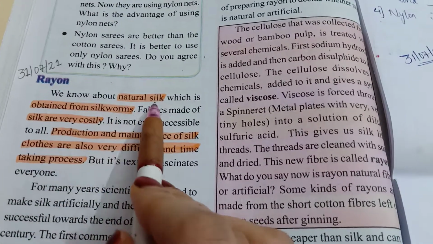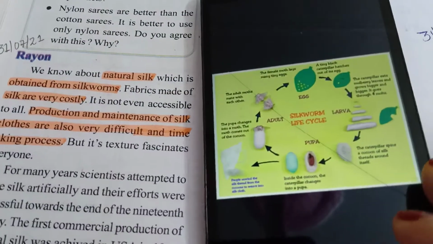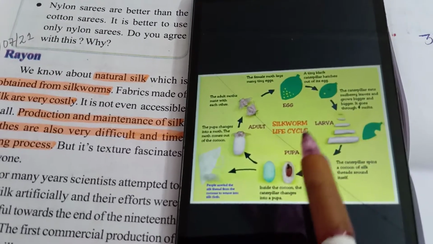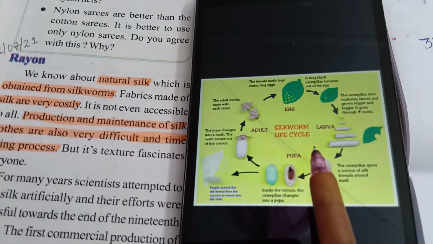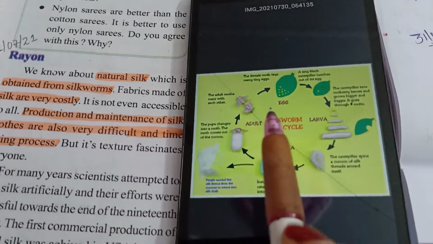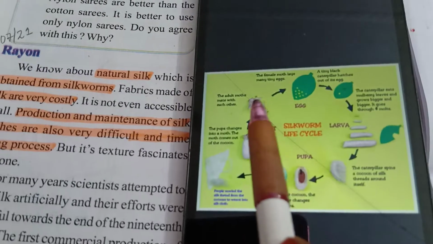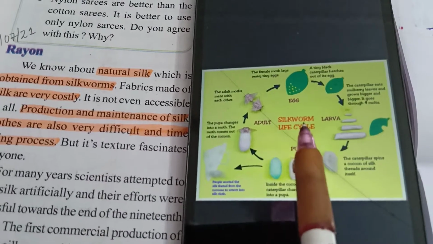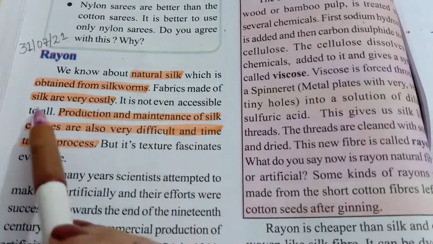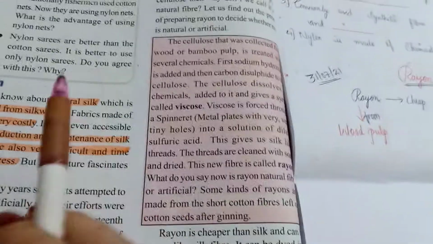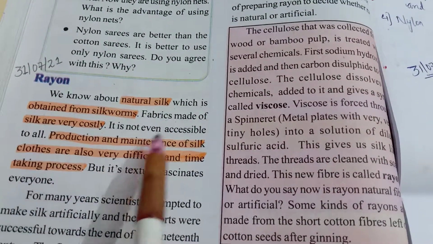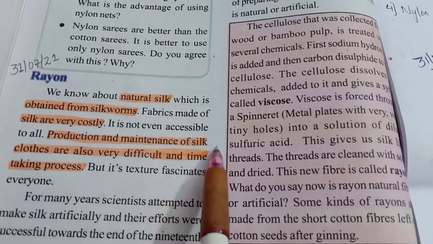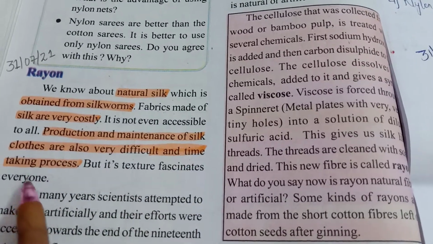So we know about the natural silk which is obtained from silkworm, right? Remember the silk obtaining process from the silkworm, the life cycle of silk. Remember, you studied it in your 7th and 8th class. This fabric silk is obtained from the silkworm which is present on the leaves. So fabrics made of silk are very costly. It is not even accessible, which means it is not affordable to everyone. Production and maintenance of silk cloth are very difficult and time-taking processes.